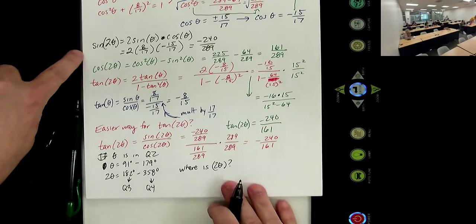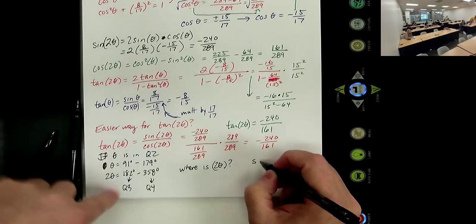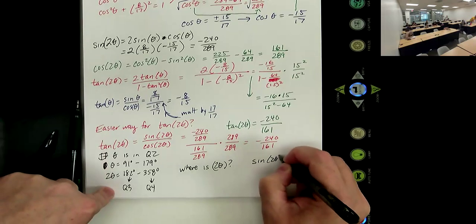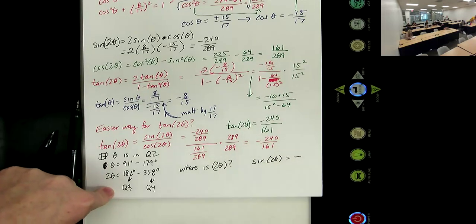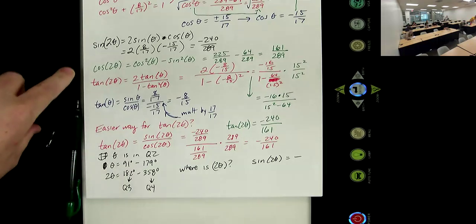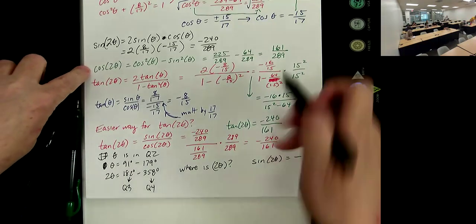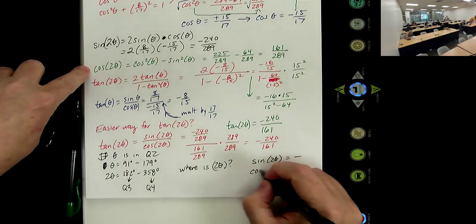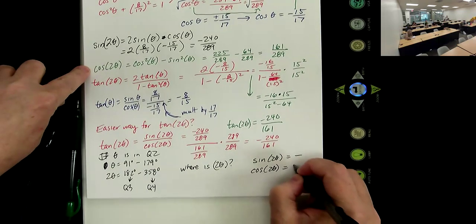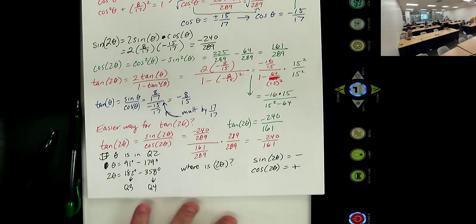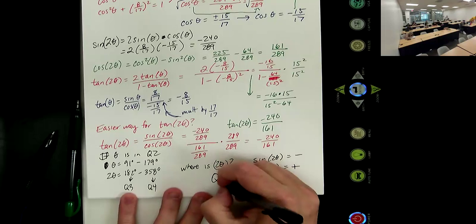Well, let's look, sine was negative. We knew that was gonna be negative. Sine of 2 theta was negative, because quadrant 3 and quadrant 4 are both negative for that. Cosine was positive. What quadrant has sine negative but cosine positive? 4. So this will be quadrant 4.